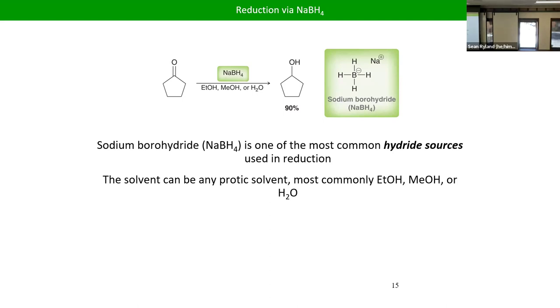But the way to drive it to completion, and we'll do this in lab, is to have excess sodium borohydride, and then add a little bit of some acid. It has the net effect of using up the leftover sodium borohydride and driving your equilibrium to the right at the same time.